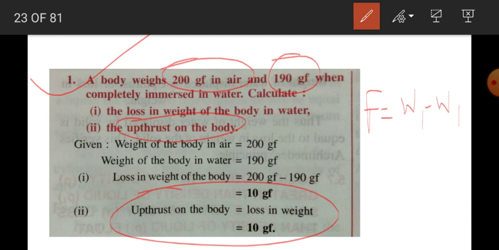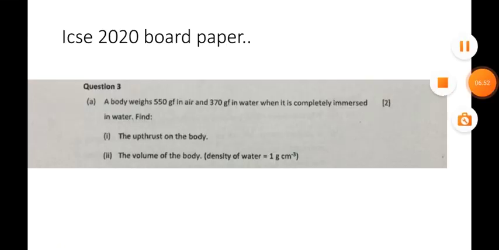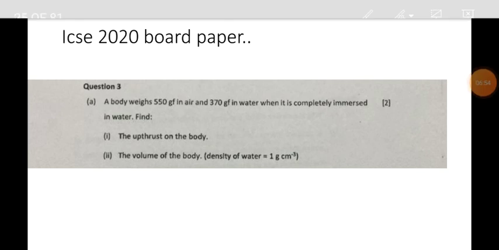So similar type of numerical was asked in 2020 board exam, I mean this year's board exam. Let me show you that as well. Yeah, check this one everybody.